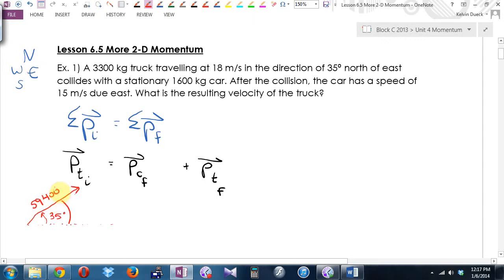Most common mistake I see, kids want to put velocities on here. They want to say that velocity is conserved. No, no, no, no, no. Momentum, mass times velocity, is conserved. And so each arrow gets labeled with mass times velocity. They collide. What's the final direction of the car? East. How big? Mass times velocity of the car. What's mass times velocity of the car final? 24,000 even? Plus, I don't know. That's what they're asking me to find.